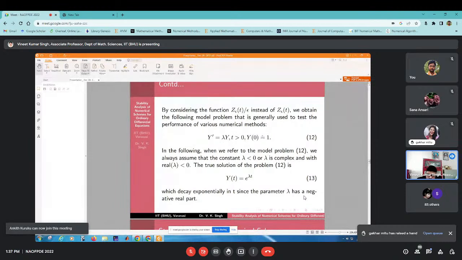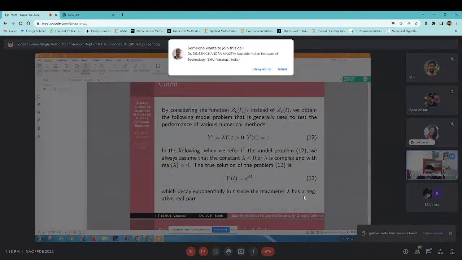We have seen that the solution behavior of the Euler method has the same behavior as the closed form solution e to the power lambda t, but under some condition. That's why it is known as conditionally stable. In the second scheme, we received the solution behavior which has the same behavior as equation number 13, and this holds for any step size. For any step size, the backward Euler method has solution behavior exactly equal to equation number 13 for large t.